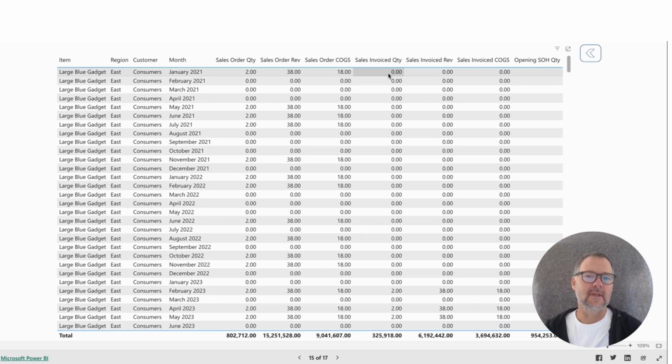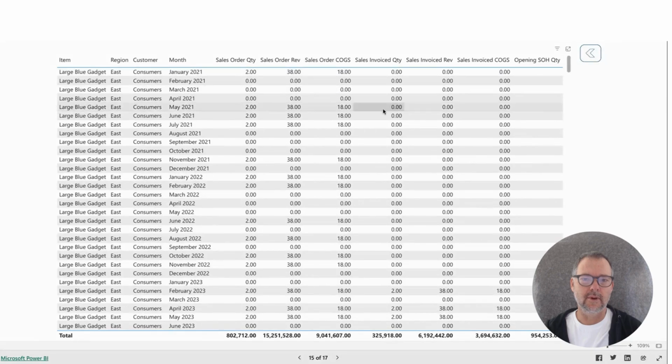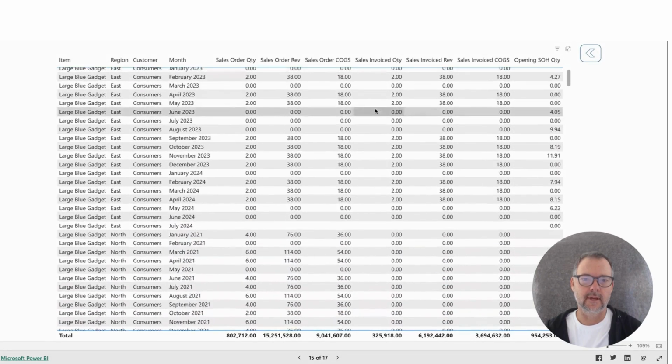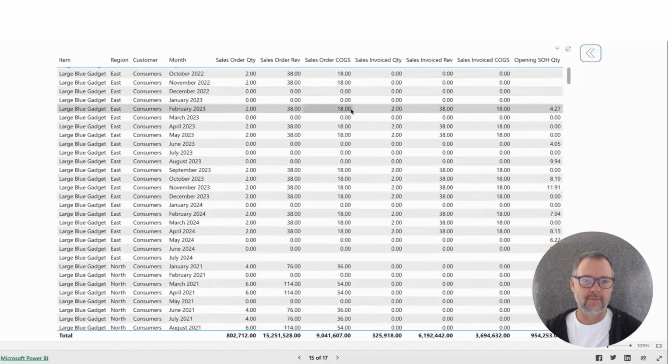And then we look at what was invoiced: the quantity that was invoiced, the revenue of the invoice, and the cost of goods sold. You can see on this first row here that although 2 were ordered, none were invoiced. Whereas further down here, we see that 2 were ordered, 2 were invoiced, and therefore you've got 100% customer service. And we're also seeing what the stock on hand quantity was.